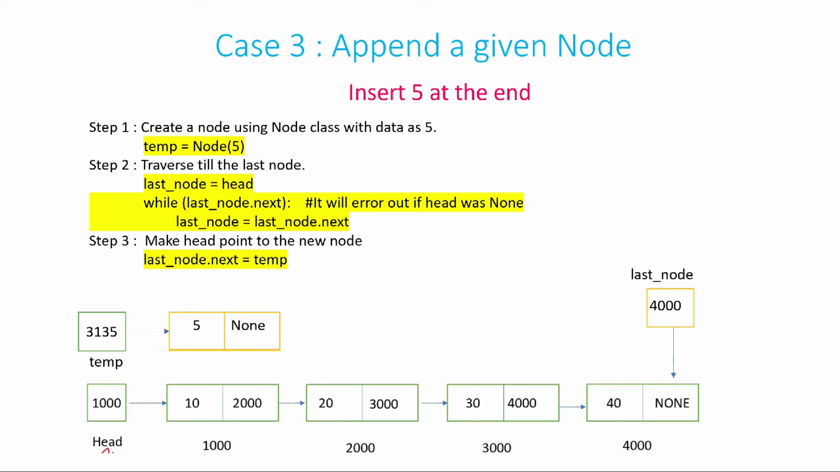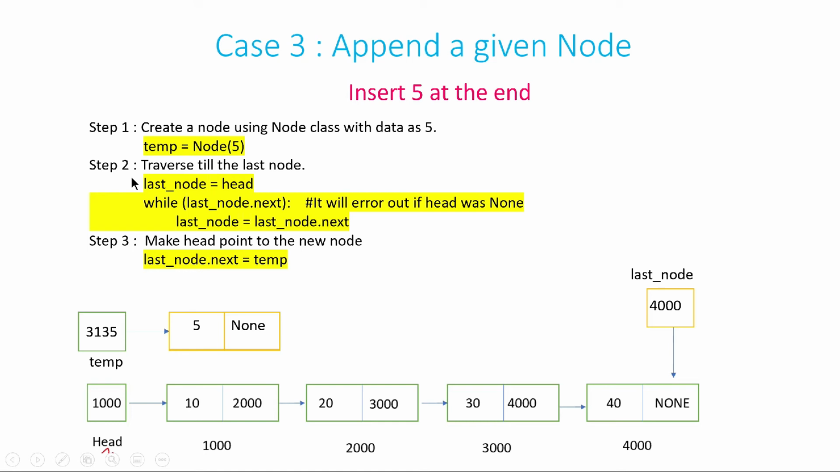Third case, you want to append a given node. It means you want to insert a new node at the end of your linked list. Again, you want to insert 5 at the end. Now you should know what is the first thing we do. We create a new node with data as 5. We put its reference in temp. Okay, so this step is done.